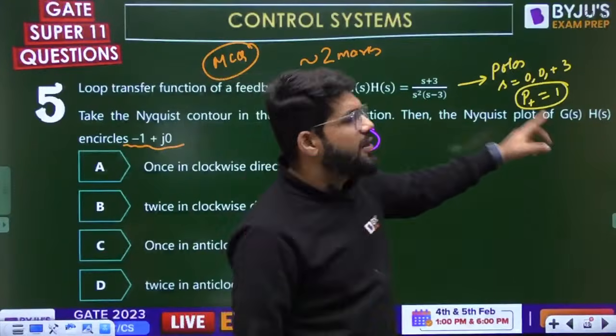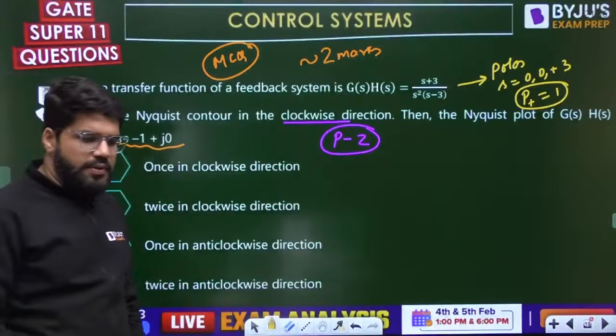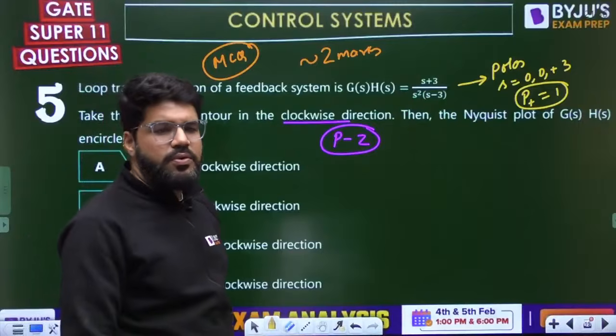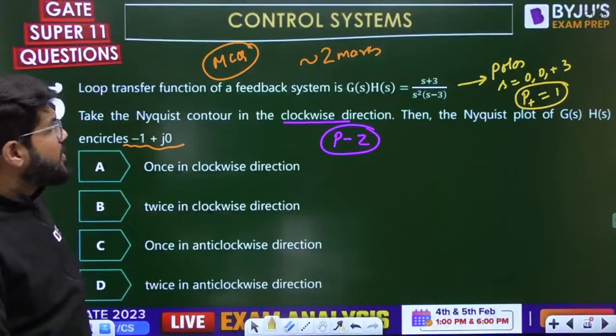Sir, how many poles are in the RHP? That is equal to 1. Clear? How many poles in RHP? 1. Done. Okay. That is P plus.